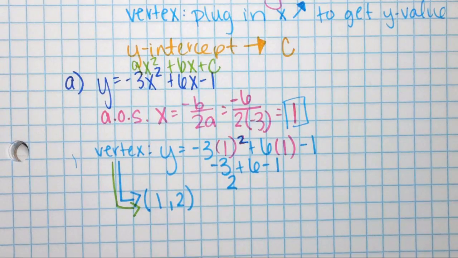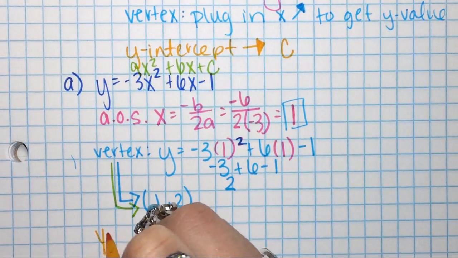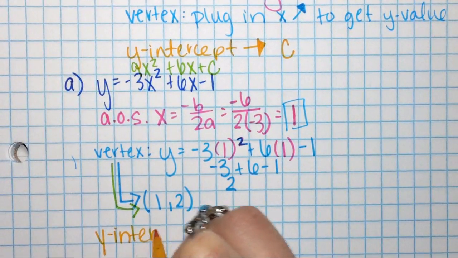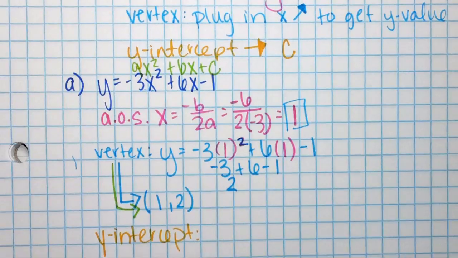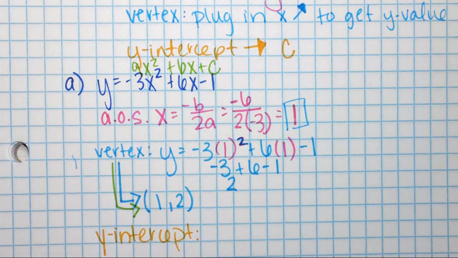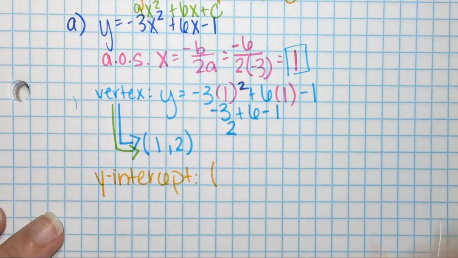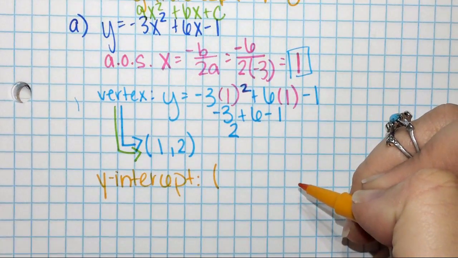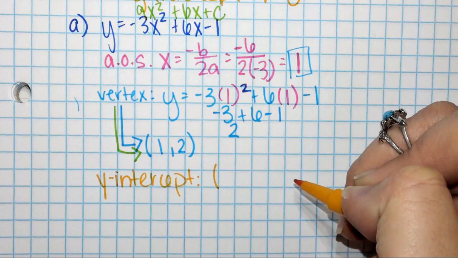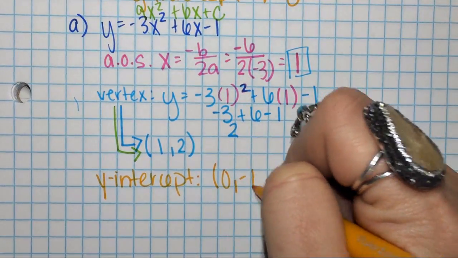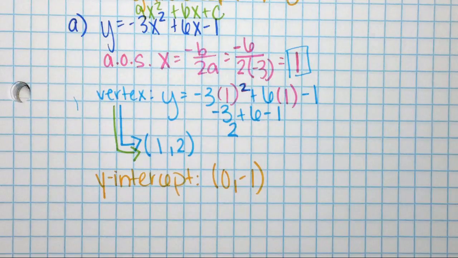All right. And then our last thing that we have to find is the y-intercept. And the y-intercept is always our constant. So what's the constant in our quadratic? Negative 1. And we write it as a coordinate. What is the x value of our y-intercept? 0. 0, negative 1. Take a point.